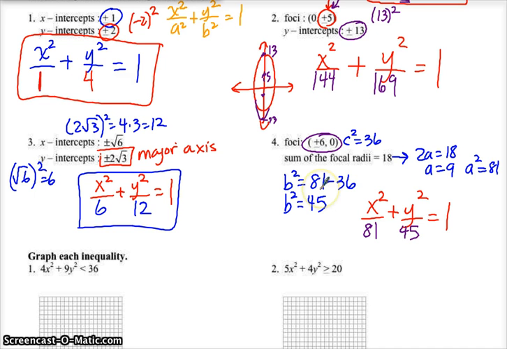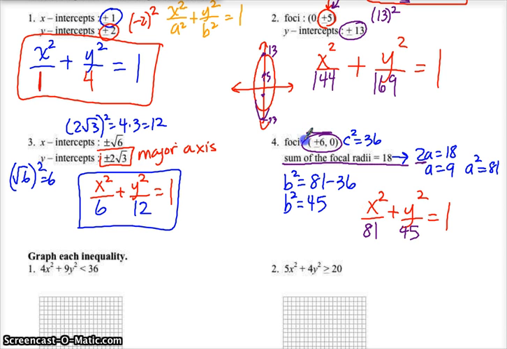For number 4, this one's like number 2, a little bit more complicated. It's a little bit different because I gave you the sum of the focal radii instead of the x or y-intercepts. So remember, the sum of the focal radii had a little formula that equals twice a. So you can solve for a to get 9, and a squared equals 81. Remember, we only need an a squared and a b squared. That's the only thing we're going to fill in.